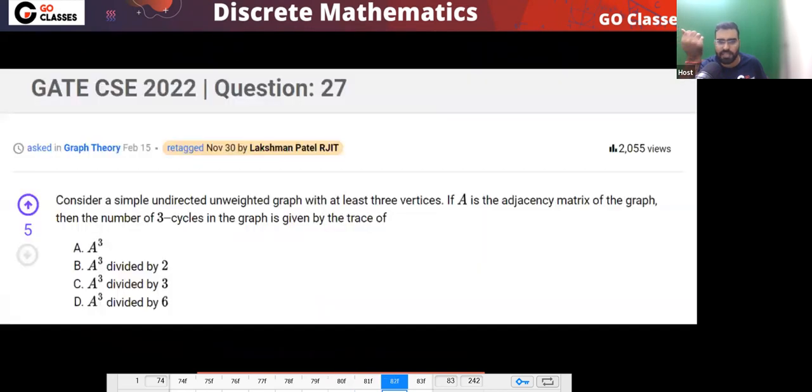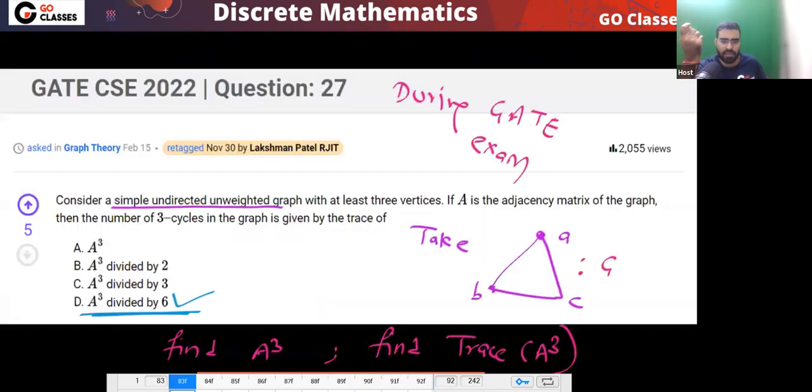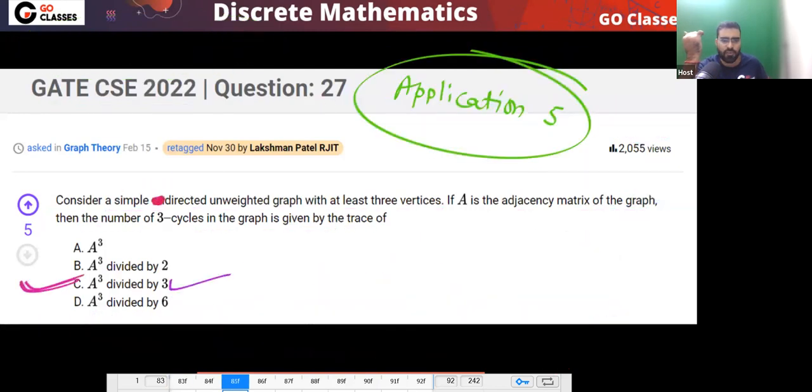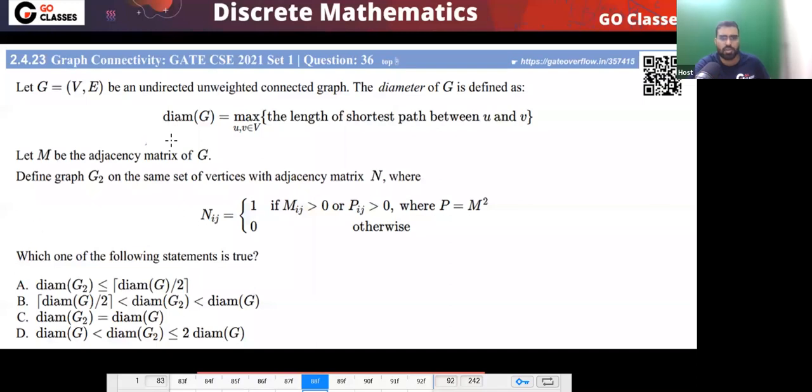Basically, in GATE 2022, there was some problem. My health was not good. So that is the reason after half of the exam, I got out of the exam hall.